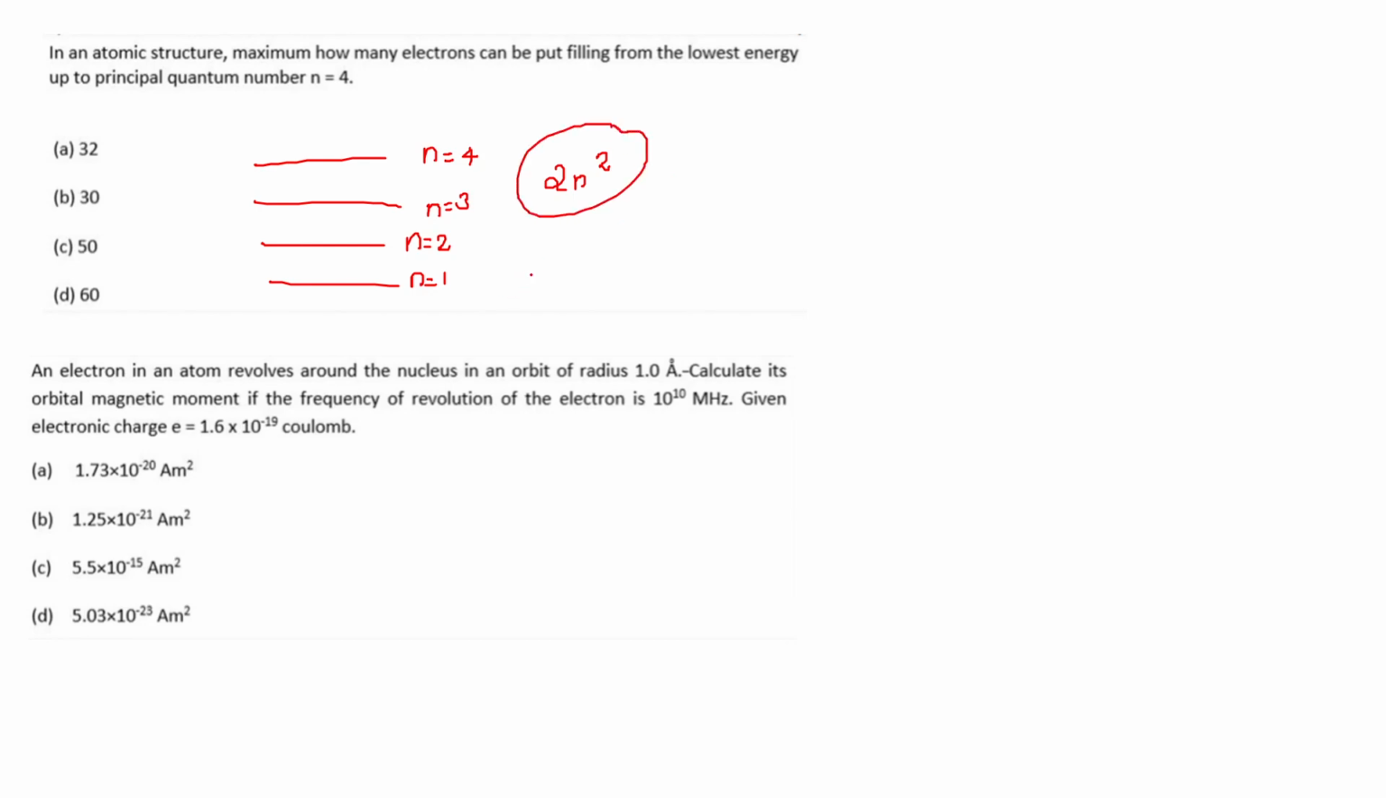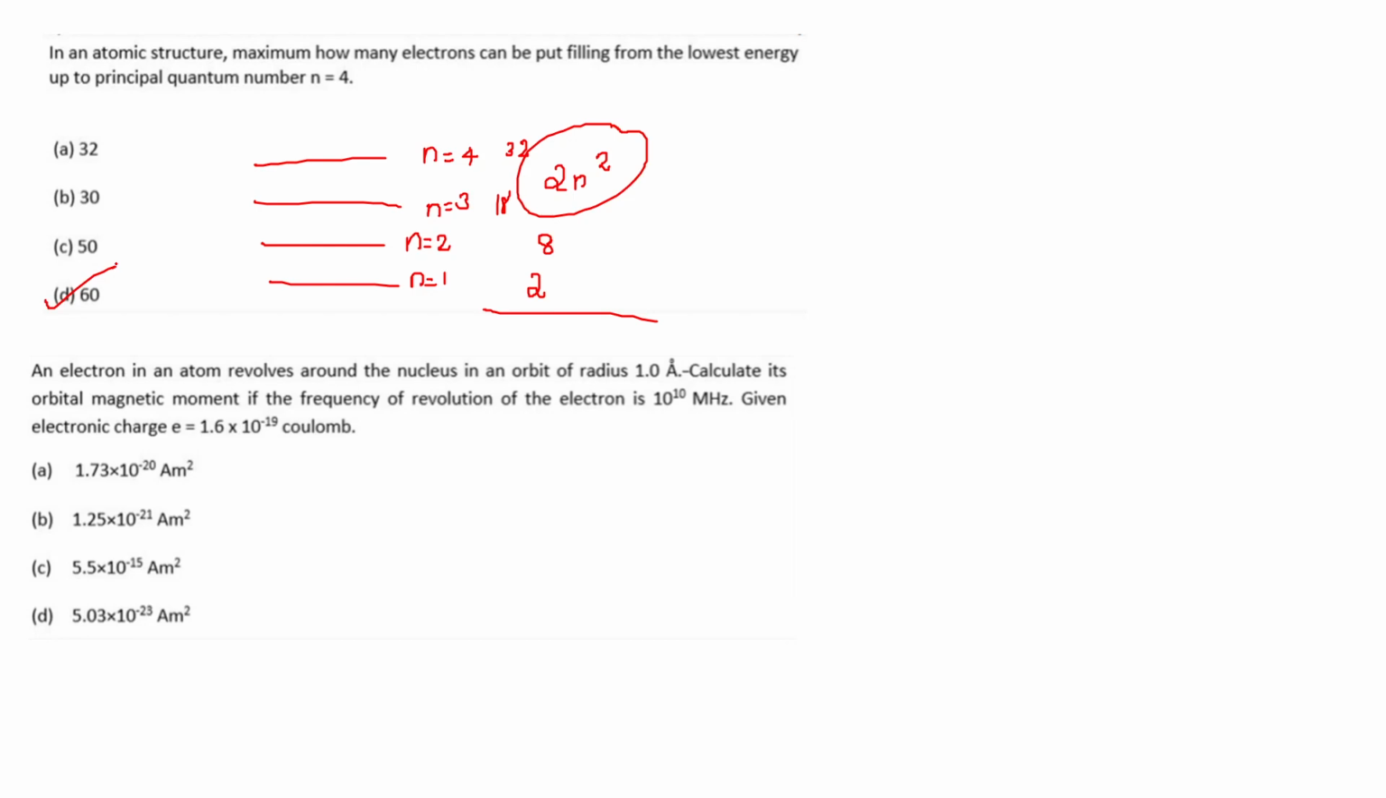So here it will be 2, here 8, then 18 and 32. If you add up, it will be 60. So the answer will be 60. It's a very simple question. You just have to know the 2n square formula to check the maximum number of electrons that can be accommodated in an orbit. So see the next question and think about how to solve it.